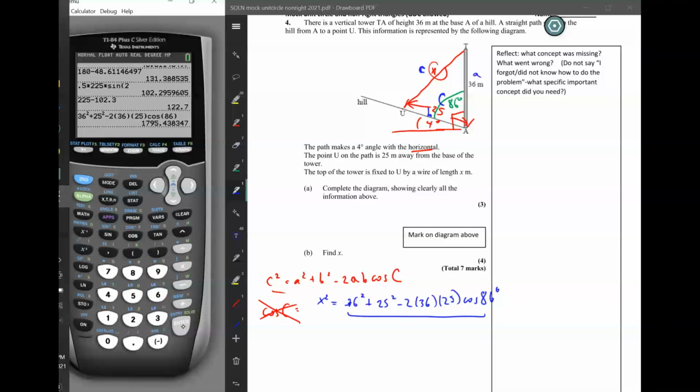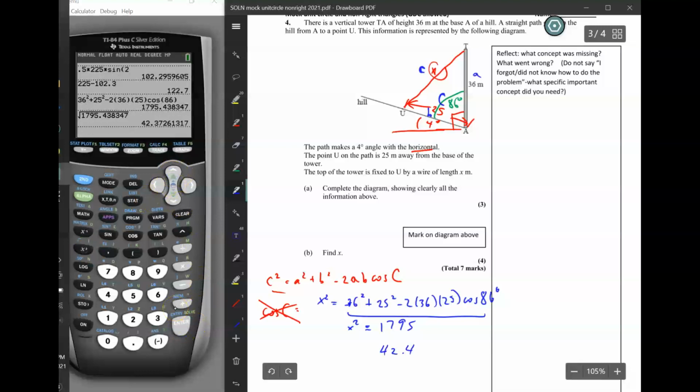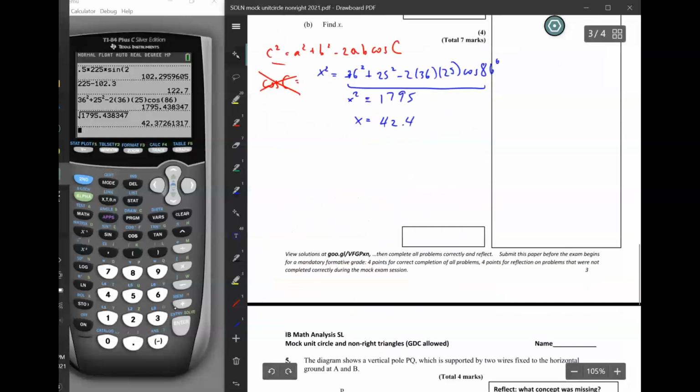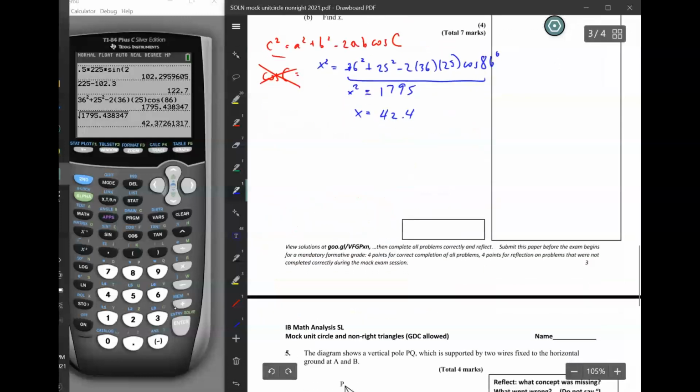And the answer here, and it's not the answer, but it's an intermediate result, 1795 is equal to x squared. And so then we just need to take the square root of that to find the x value, which is the length of that wire, 42.4. And we're done. Okay, I think that's it for this page. Yes. Next, okay, we can write down the answer here. Let's go to the next page.